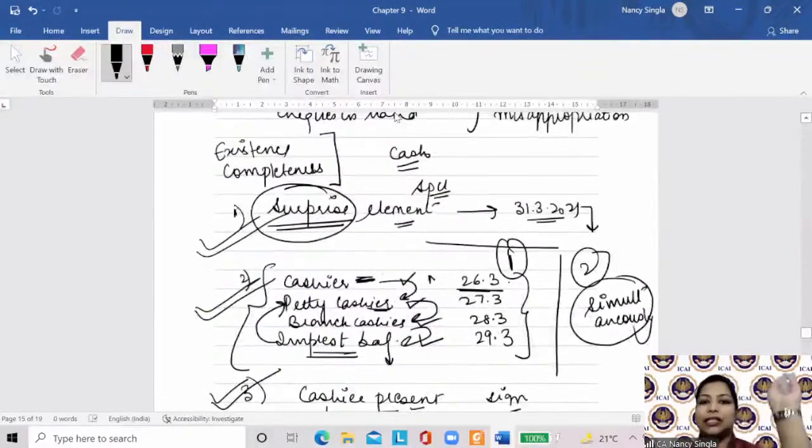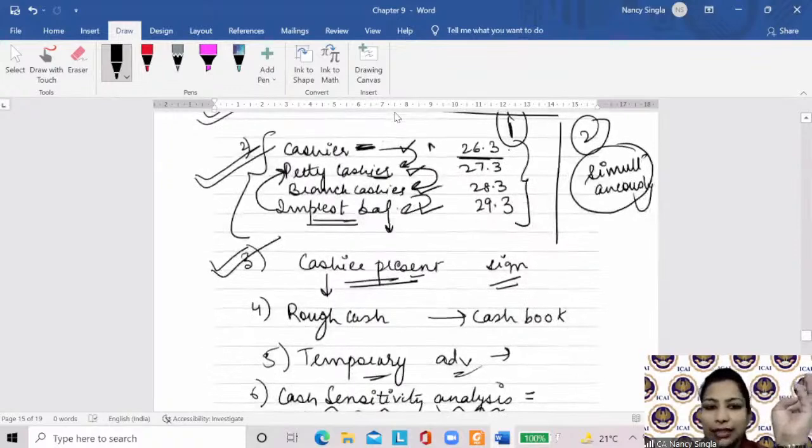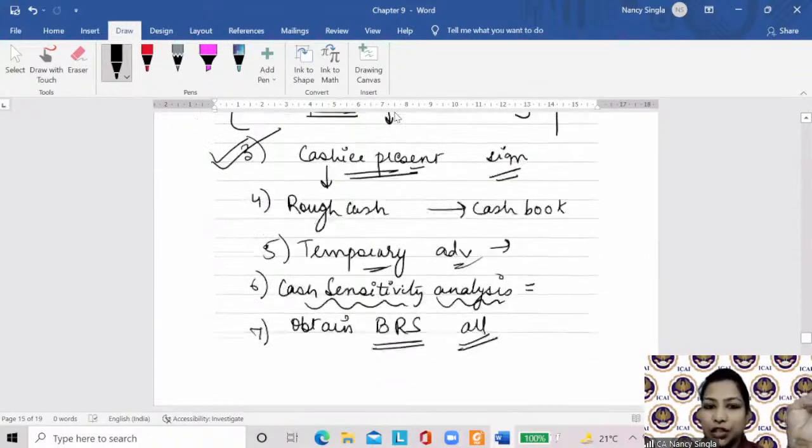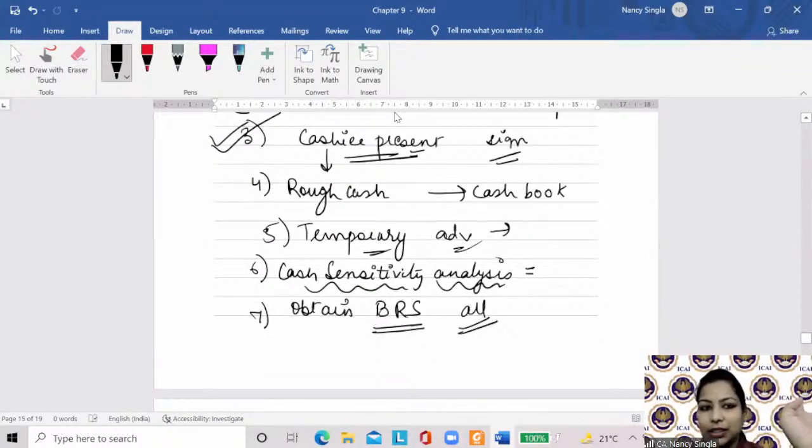तो सबसे पहले क्या किया, सरप्राइज चेक करना है, एक साथ साइमल्टेनियसली करना है, कैशियर शुड बी प्रेजेंट, साइन भी करवाना है, ठीक है, डिनोमिनेशंस पे भी साइन करवाना है. रफ कैश बुक है तो उसको टैली करो फेयर कैश बुक से. टेम्पररी एडवांसेस हैं, ऑथराइज्ड होना चाहिए, प्रॉपर्ली रिकॉर्डेड होना चाहिए.